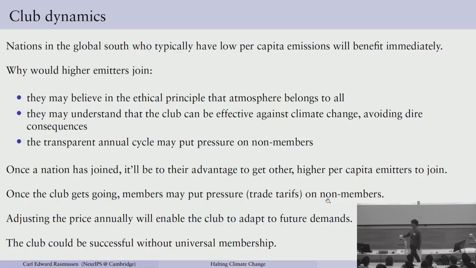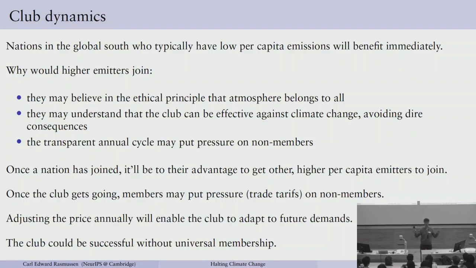Okay, you might also join because you understand that a club like this would actually reduce global emissions, and it would actually contribute to really solving the problem. That might be another good way of joining. And the transparent annual cycle, which I already alluded to, might put pressure on non-members, right? What would you feel like being in a country that says, no, we're not going to join? Other countries like us are joining, but we're not joining, right? That would put, again, an immediate pressure on, say, the electorate or on the political system, saying there is a scheme.